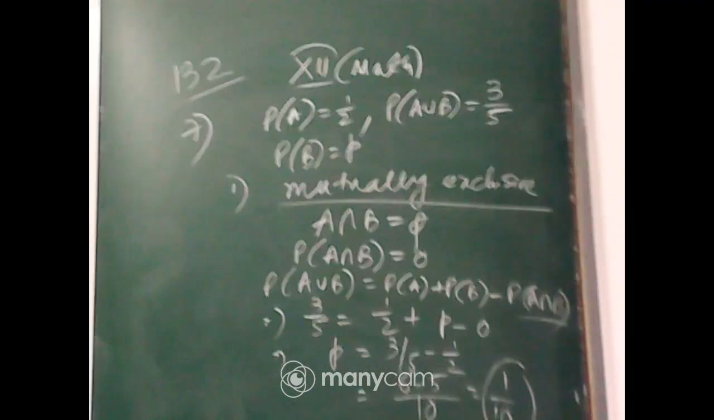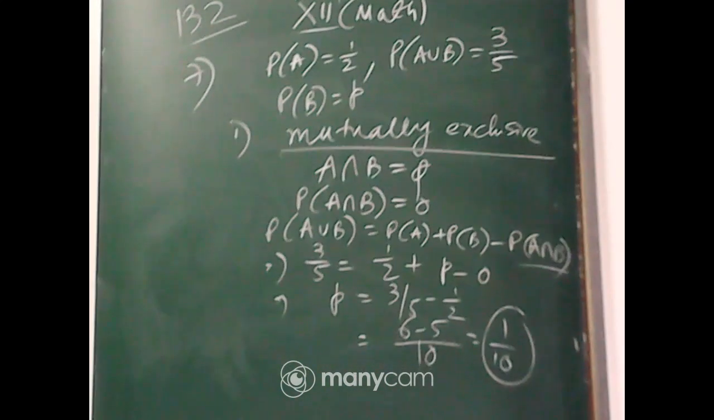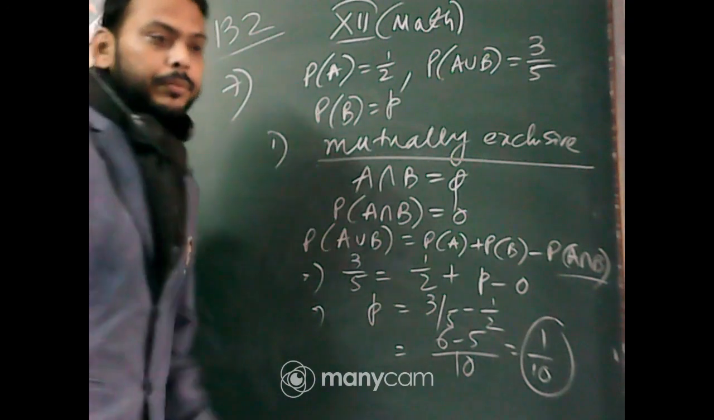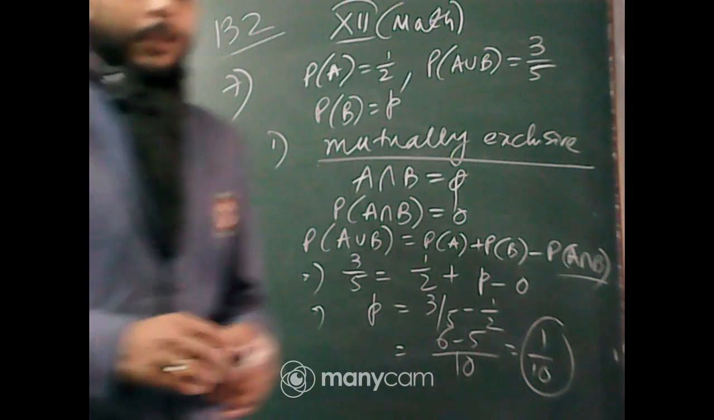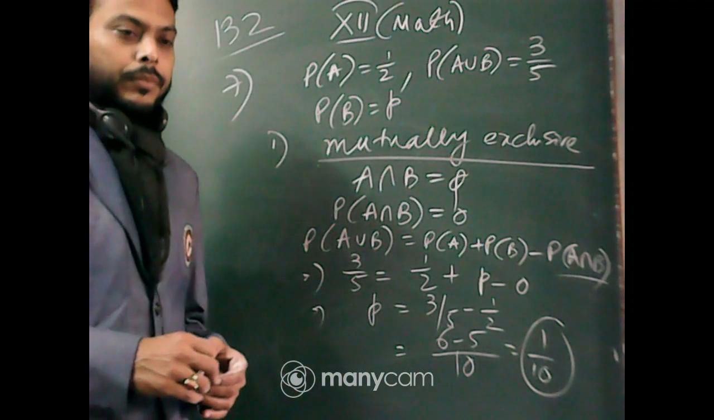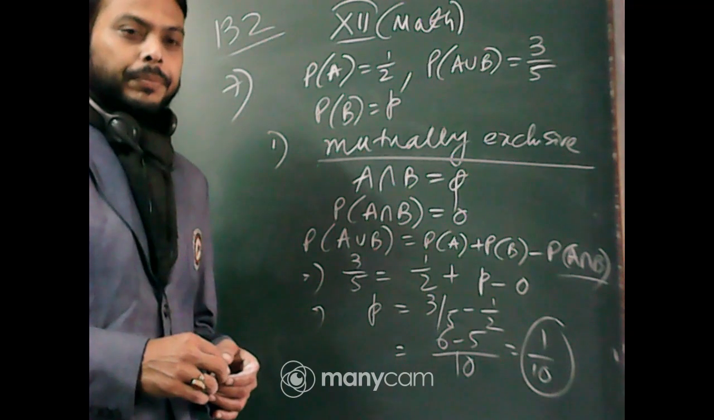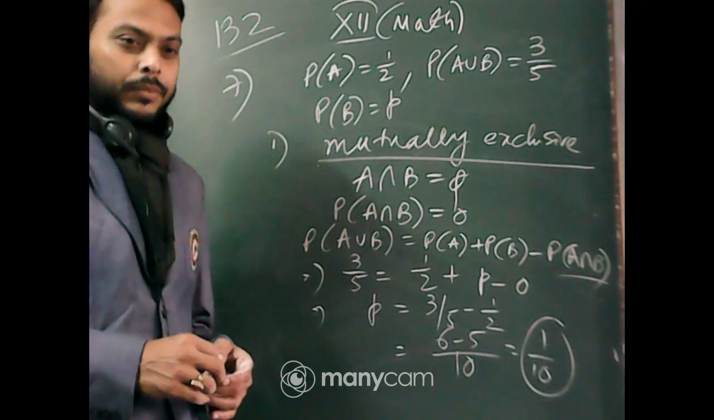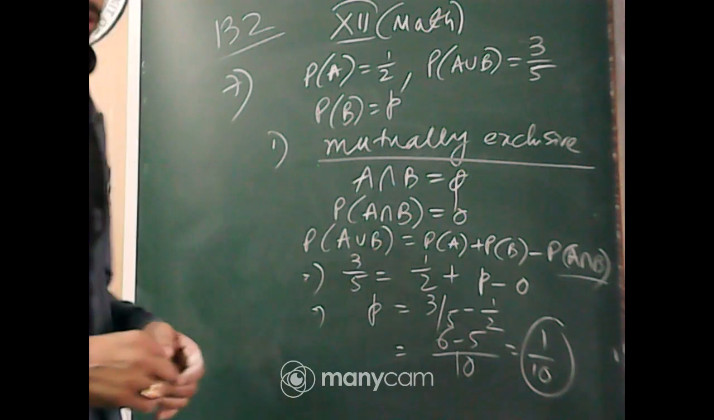Can you see the board, the lower portion? I think now you can see the board. Have you got it? 1 by 10? The mutually exclusive portion.